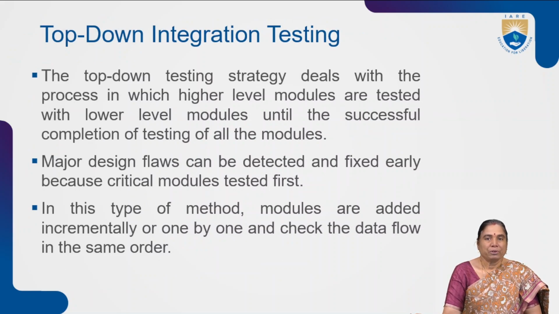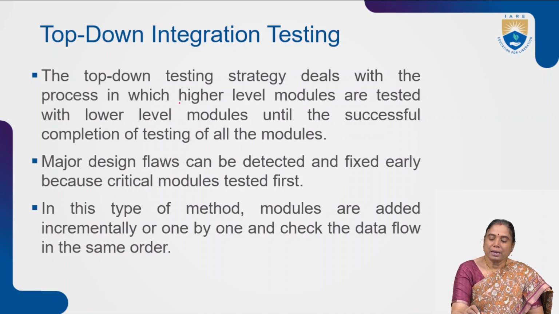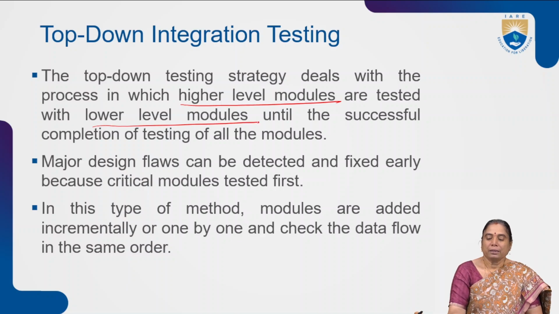The first approach of integration testing is top-down integration testing. The top-down integration testing strategy handles the process in which higher level modules are tested with lower level modules until successful completion of testing of all the modules. Major design flaws can be detected and fixed early because critical modules are tested first. In this method, modules are added incrementally one by one and the data flow is checked in the same order.